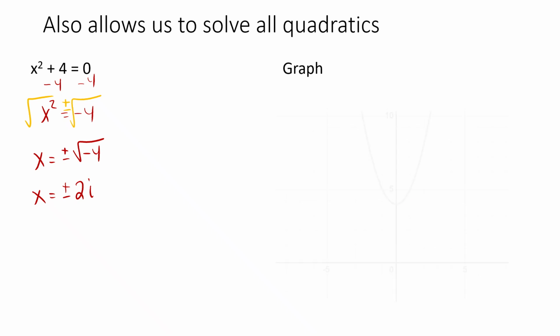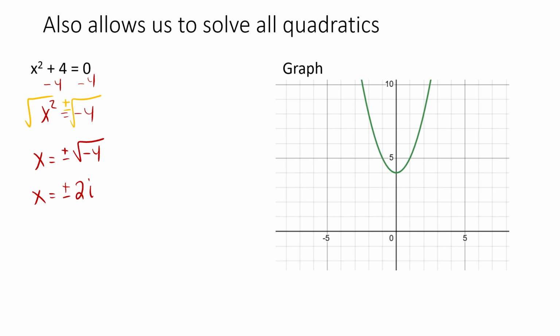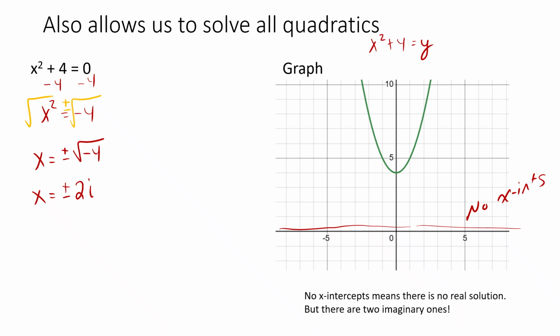Now, just to compare that to the graph, we could not solve this graphically. If we tried to solve this graphically by setting it equal to y and looking for the x-intercepts, notice that there are no x-intercepts. That is our tip off that the solutions to this will be complex. If they were real, they would be crossing the x-axis at whatever those real answers are. So no x-intercepts means there is no real solution, but there are two imaginary ones.